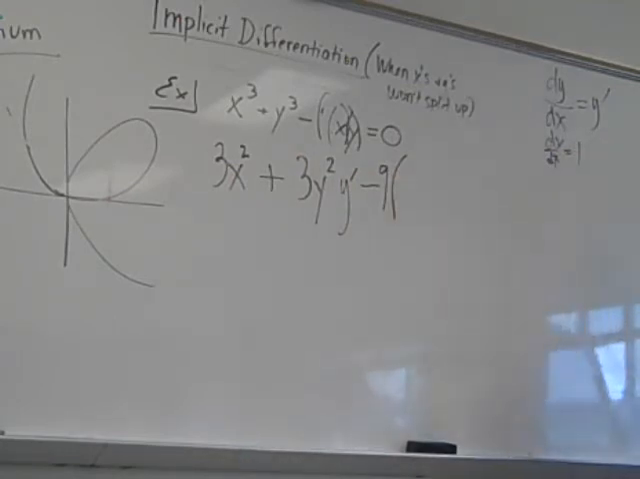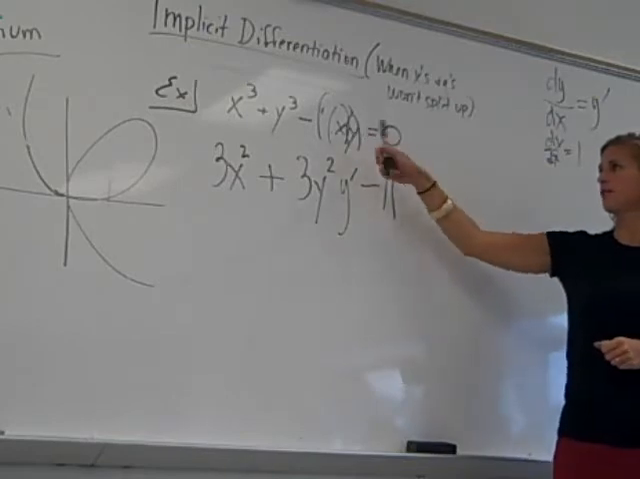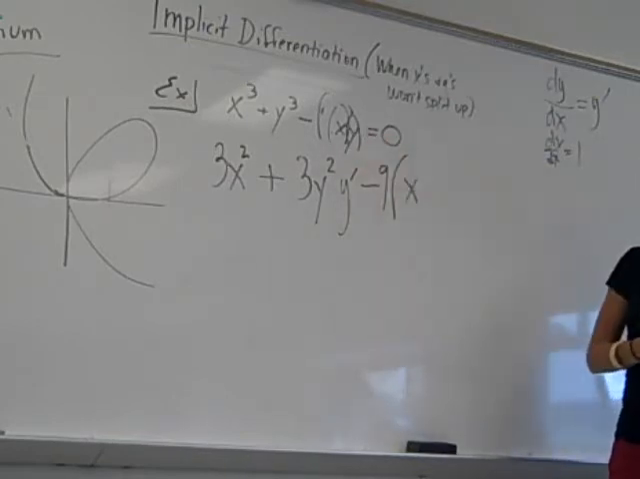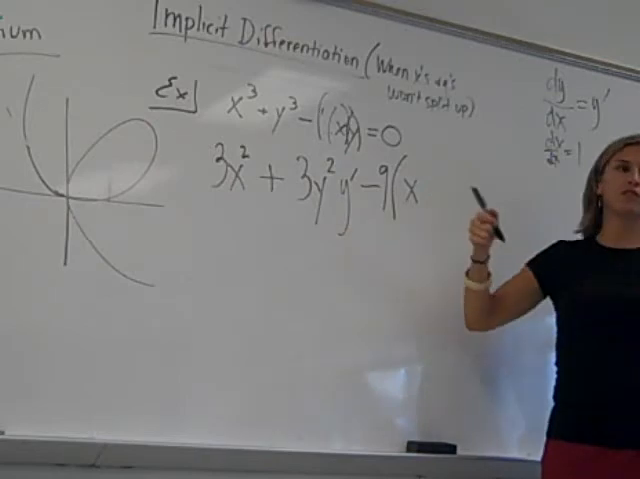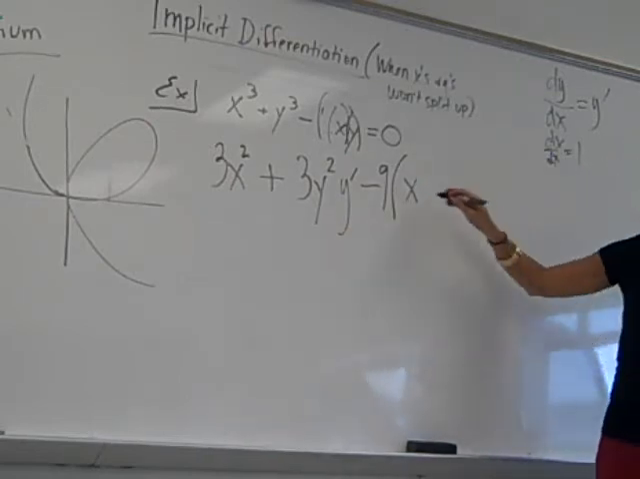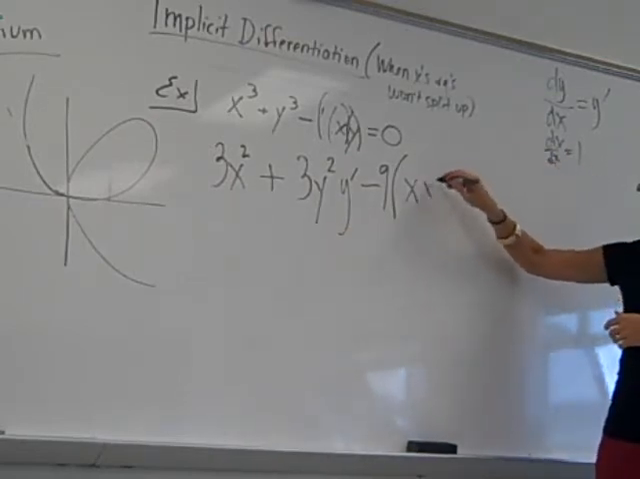So between x and y, I'm going to use a product rule. So product rule says it's the first term times the derivative of the second. Well, what's the derivative of y? Y prime. It's 1, y prime.